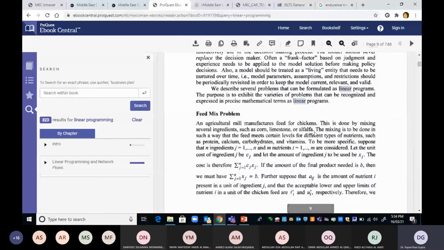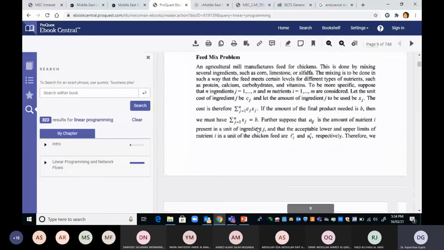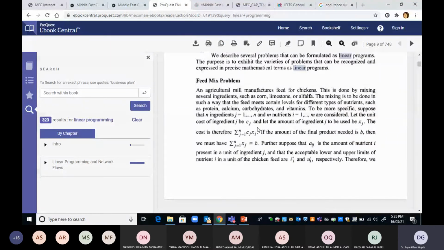See, it's done here. An agriculture mill manufactures feed for chickens. This is done by mixing several ingredients: corn, limestone, alfalfa. Okay, so this is more generalized. This is what I'm saying, linear programming is a very vast topic, and it has very advanced level concepts as well.